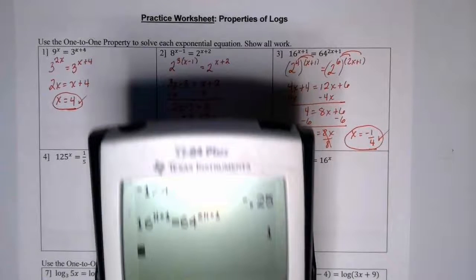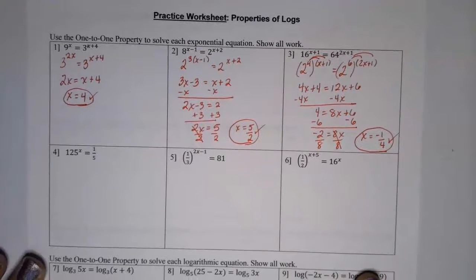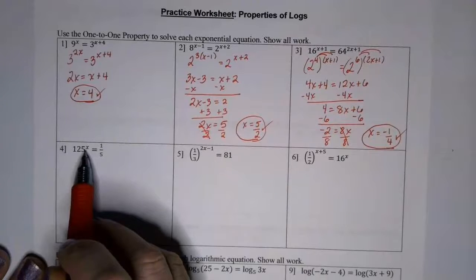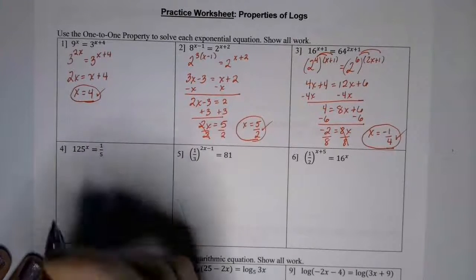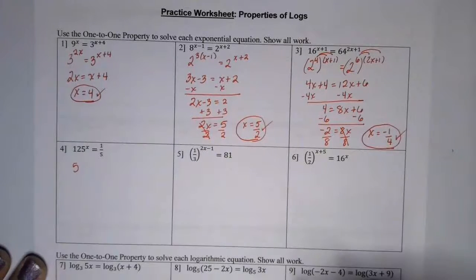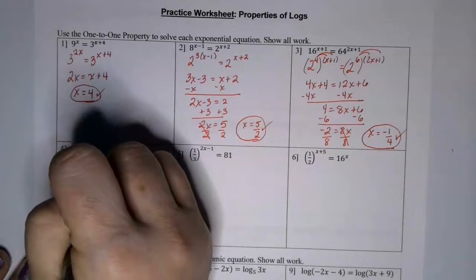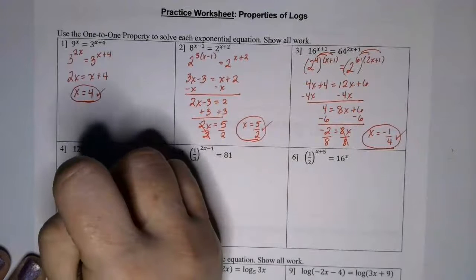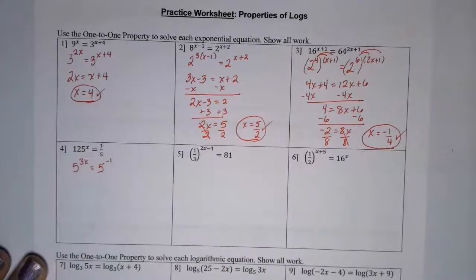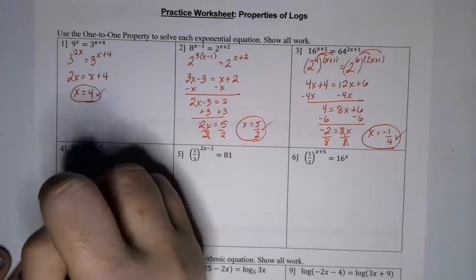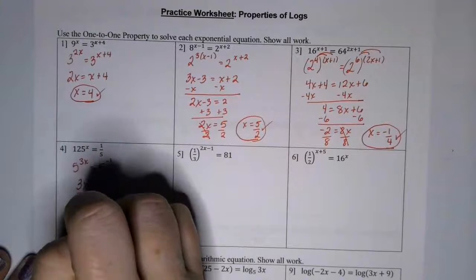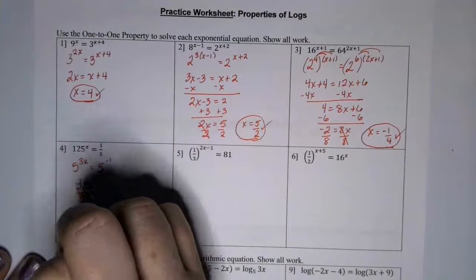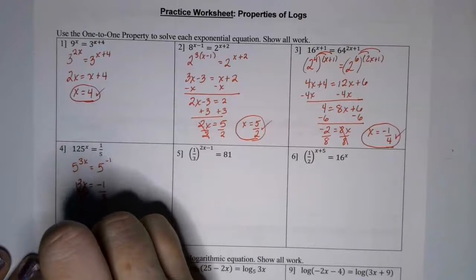Okay, and then we can try number 4. So 125 to the x is equal to 1/5. We're going to rewrite those both with a base of 5. So 125 is 5 to the 3rd power, and 1/5 is 5 to the negative 1. Then our bases are equal, so the one-to-one property lets us set the exponents equal. So 3x is equal to negative 1. Divide both sides by 3, and x is equal to negative 1/3.